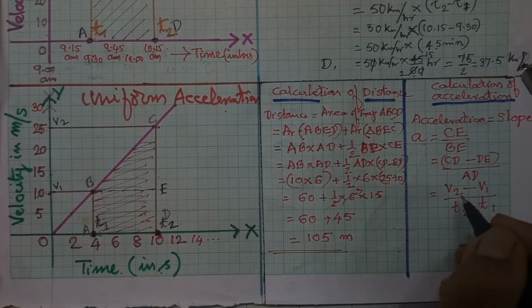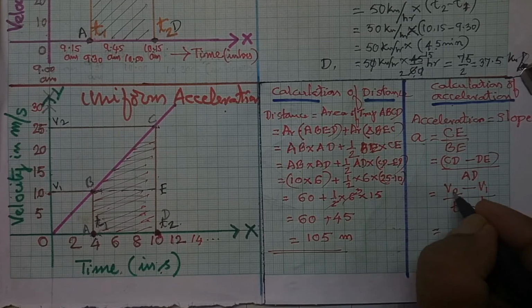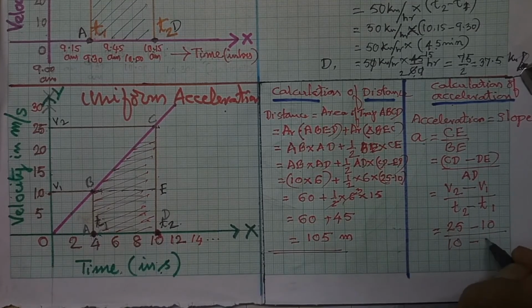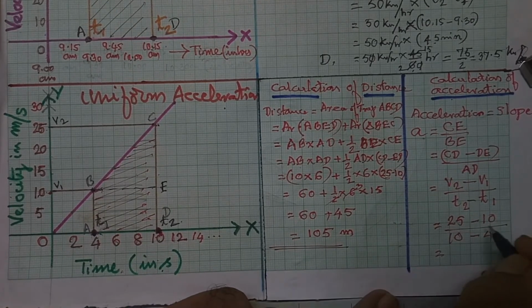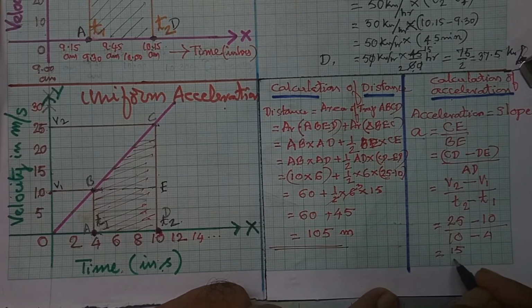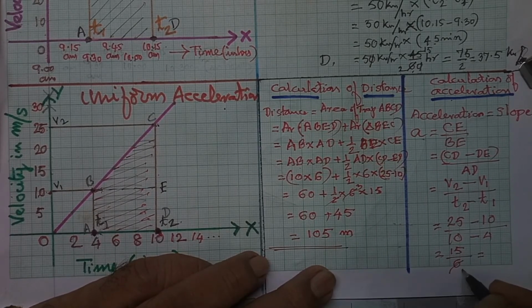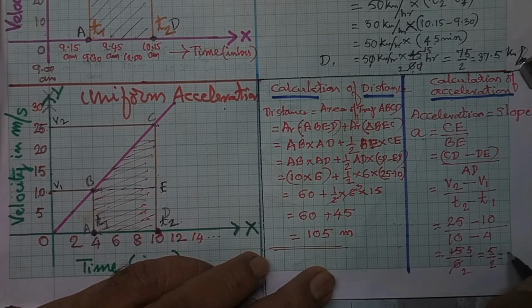According to the definition of acceleration also, you know very well, it is the rate of change of velocity. Like that also from the graph we have got the same thing. What is the V2 value? It is 25, minus the V1 value 10, divided by the T2 value 10 minus the T1 value 4. That is going to be 25 minus 10, which is 15, by 6. 15 by 6 means 5 by 2, that is equal to 2.5.